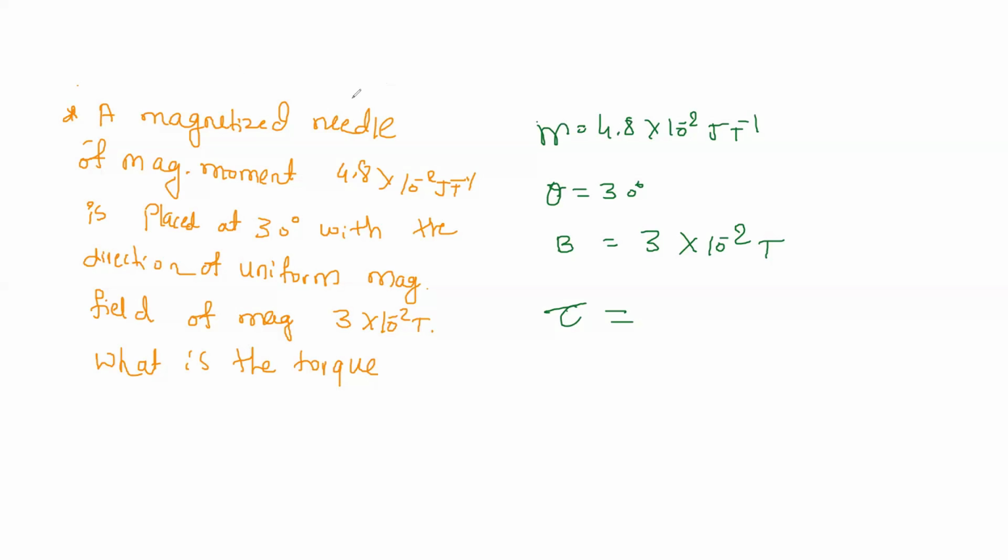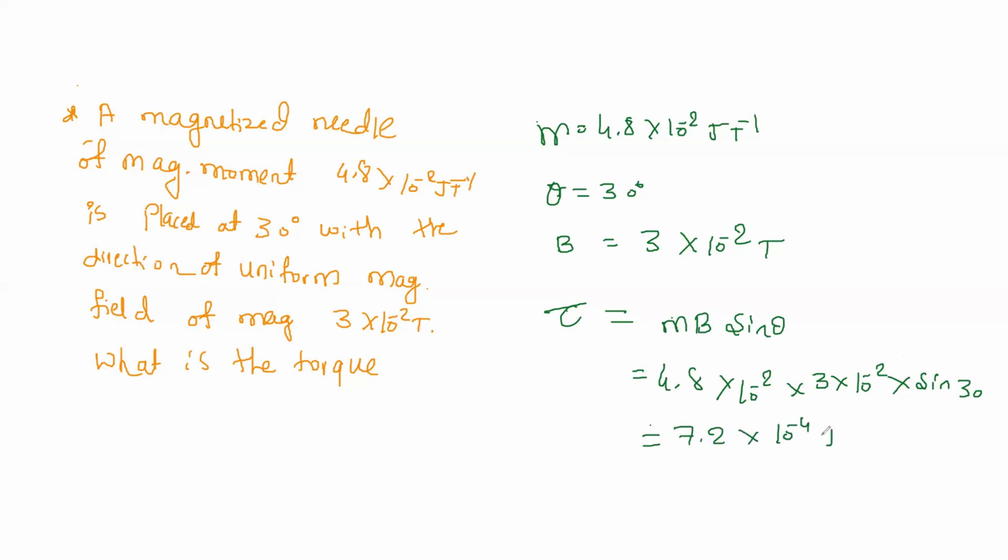6.75 or 7.2. Yes, what will you get here, students? Here the formula is mB sin theta. So the m value is 4.8 into 10 raised to minus 2, into the B value, the magnetic field, 3 into 10 raised to minus 2, into sin 30. See how much you are getting. Yes, it is 7.2. So if you simplify, check with your answer, you will get it as 7.2 into 10 raised to minus 4 joules.